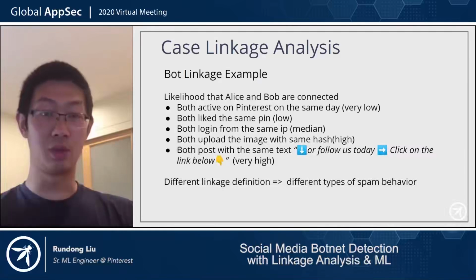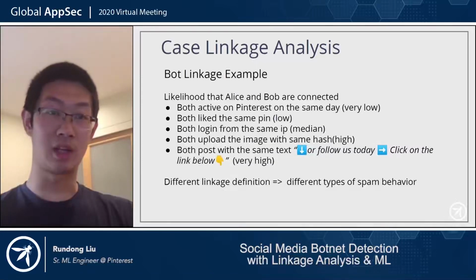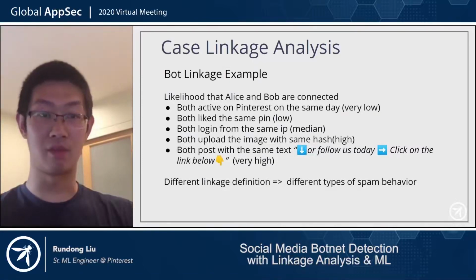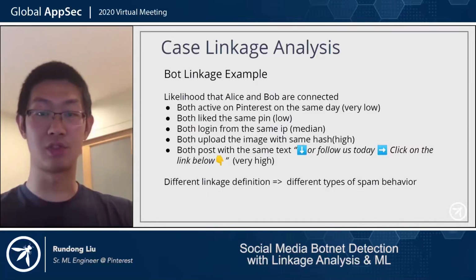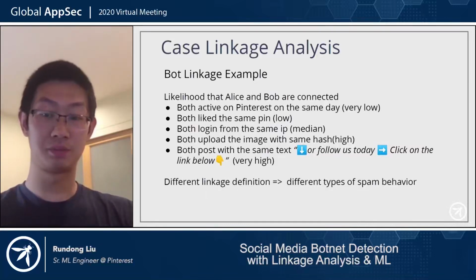And lastly, what if they also post the same text, like "follow us today, click the link below"? Well, based on our experience, this kind of common behavior is rarely shared between legitimate users. And at this point, we believe that the likelihood of Alice and Bob being connected is very high. It is worth noticing that different linkage definitions could result in different types of spam behavior detection.